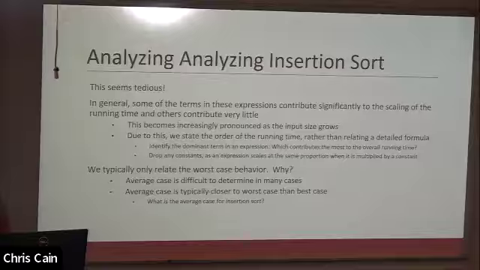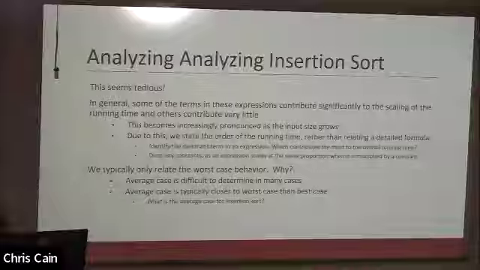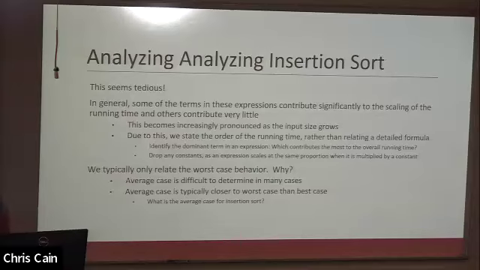But since cutting something in half is constant, the order of the average case is the same as the order of the worst case. You divide anything by 2, it's just a constant. So the average case for insertion sort is not too difficult to figure out, but again, you're making assumptions when you do that.